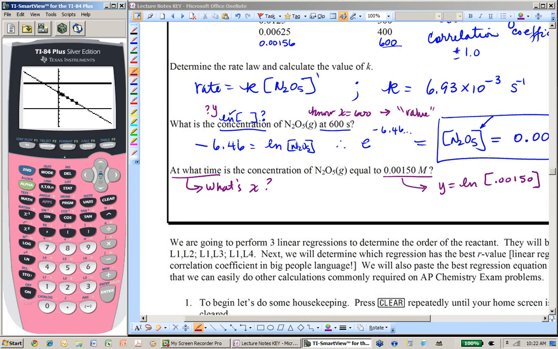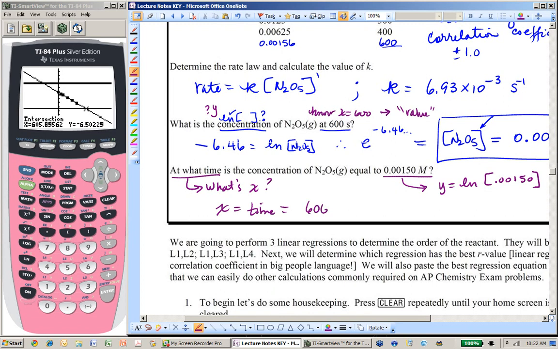Well, this is going to do it for us. We go second trace, and item 5 on the menu is intersect. They say, is this your first curve? Yes. Is this your second curve? Yes. I've only got 2 curves on the screen. And no, I don't have time to guess. Just keep hitting enter until the intersection pops up on your screen. So when the natural log of 0.00150 is negative 6.5022 whatever, then x, which is time, equals 606 seconds.